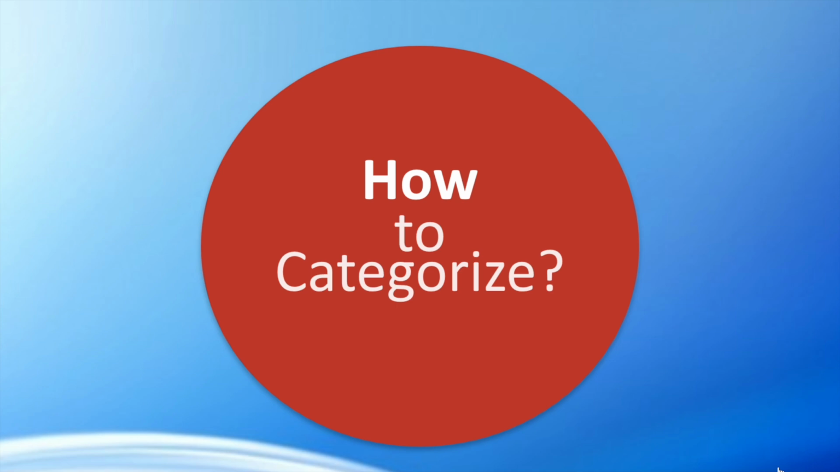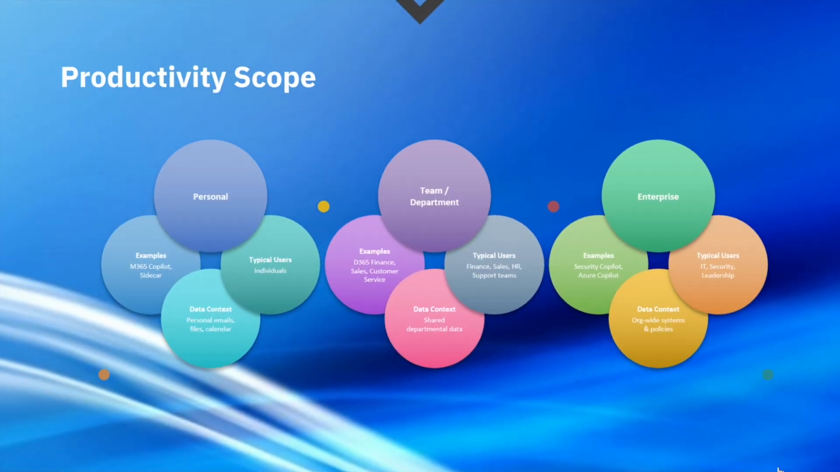So how do we categorize them? For productivity scope, we can categorize them as either personal, for team and department, or the enterprise. For personal, for example, you use Excel Copilot or PowerPoint Copilot. If you would like to create a presentation for yourself, you can go to PowerPoint and use Copilot to create good visuals.